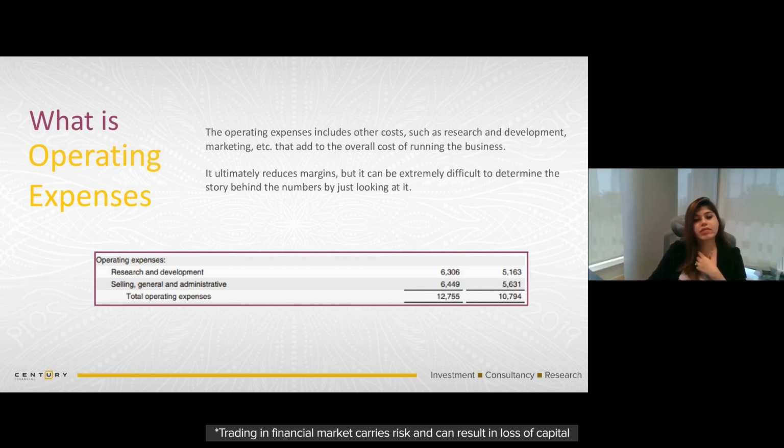Moving forward, then we have something called operating expenses on an income statement. Now, operating expenses are also given a lot of importance. Why?